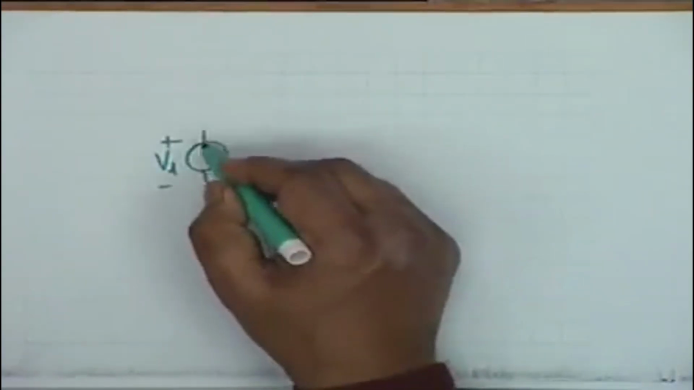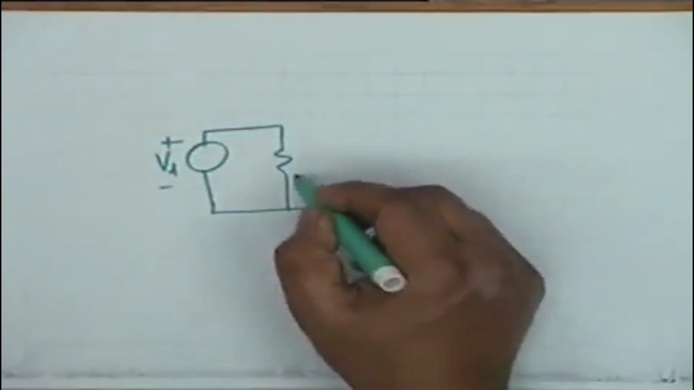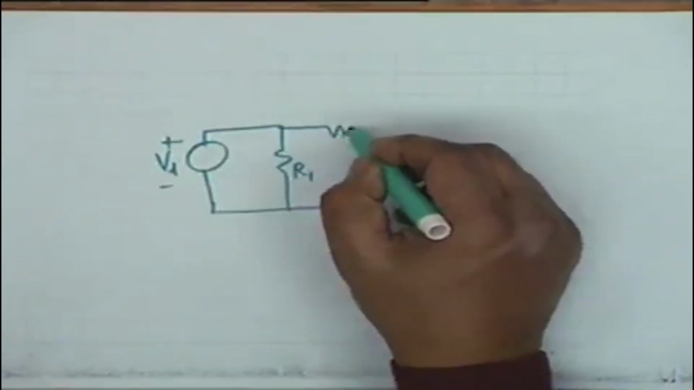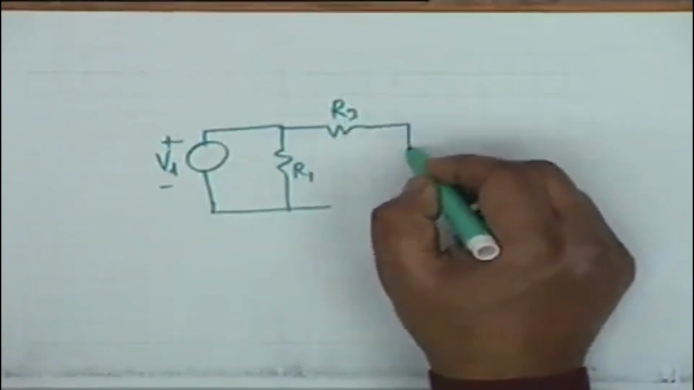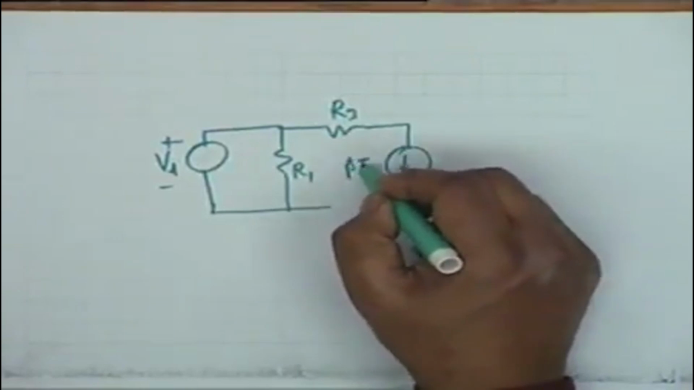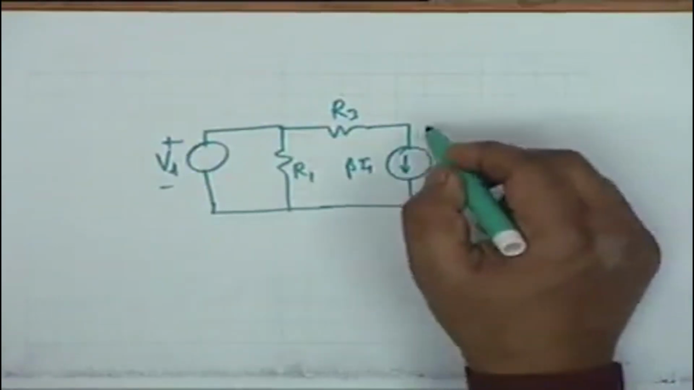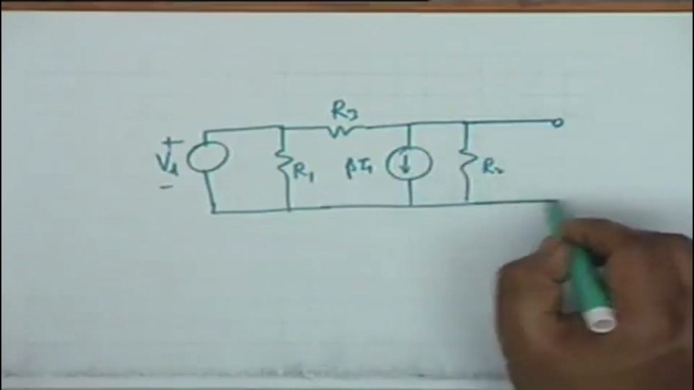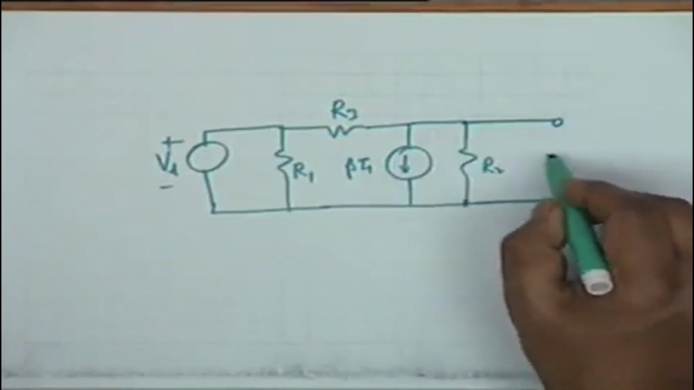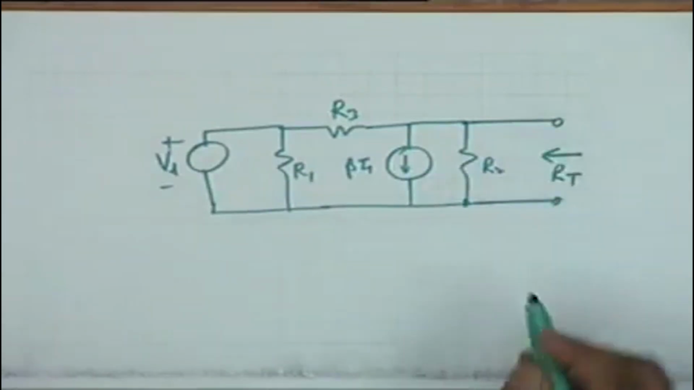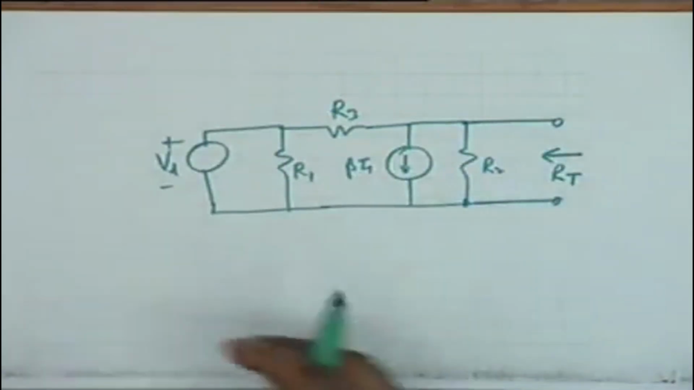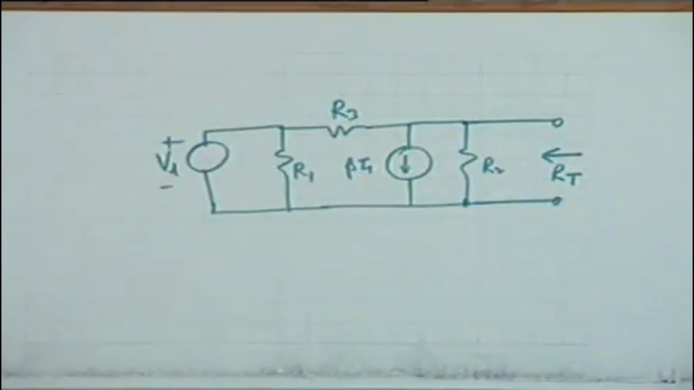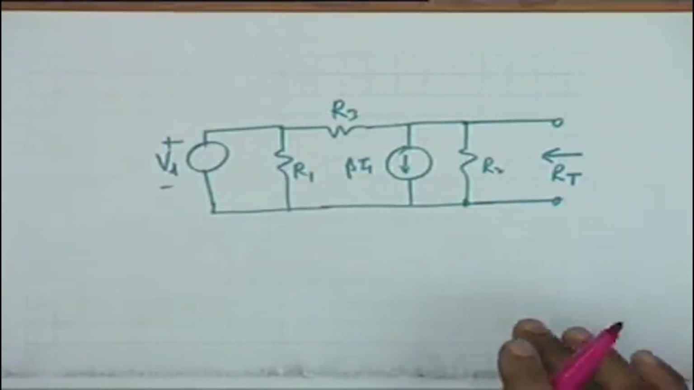What we have to do is Vs, then we have R1, R3, beta I1, R2. Let's find out RT by direct measurement across these terminals, looking back after killing the independent sources. Dependent sources should not be touched.